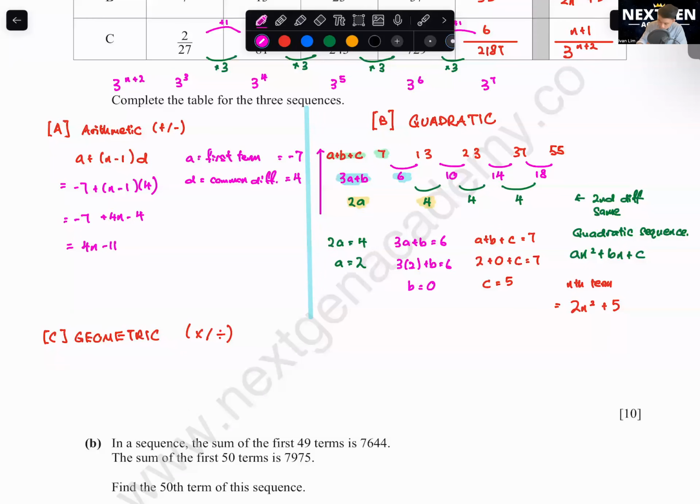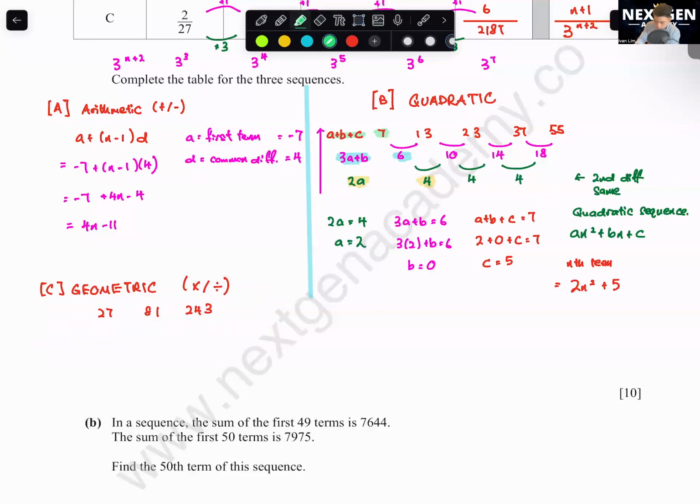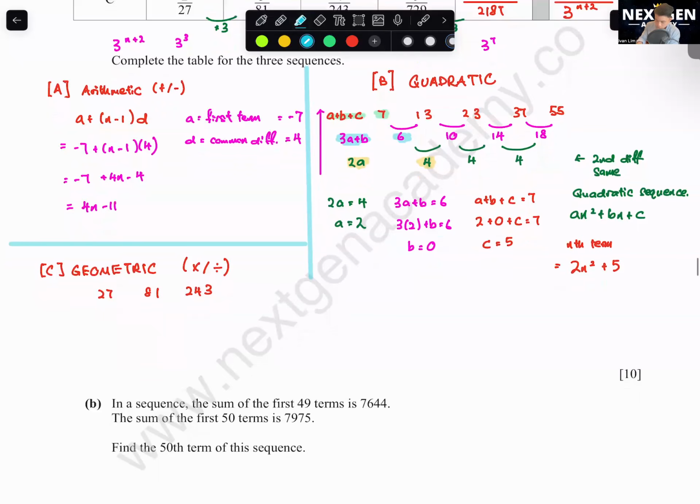Okay, let me just write down the value. 27, 81, 243. Okay, let's just say I don't know how to construct it. Another way, a bit slightly longer method, but you know what a geometric sequence is. So what you can do over here is, you have to know that first.